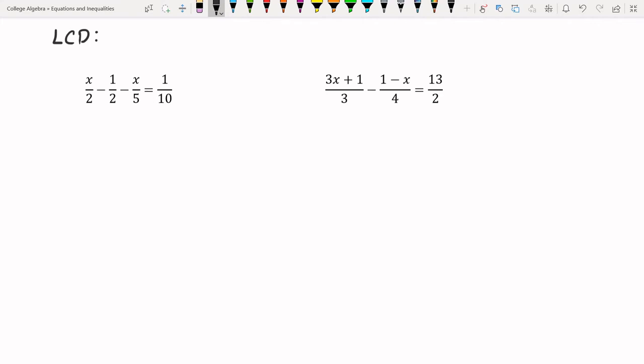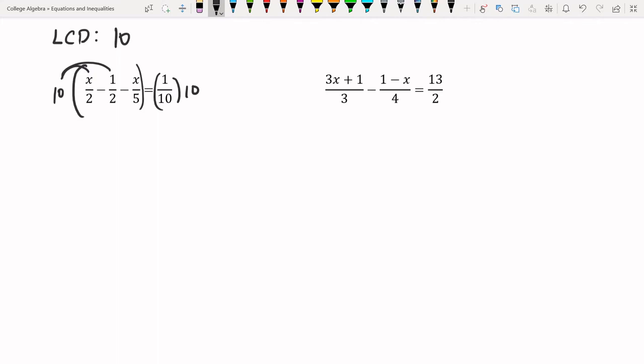Those are all common denominators. They're not the least common denominator. You want to use the least because it makes the numbers the smallest and it's going to be the easiest to work with. So your goal is to always find the least common denominator, which would be 10 for this. So I'm going to multiply everything by 10.